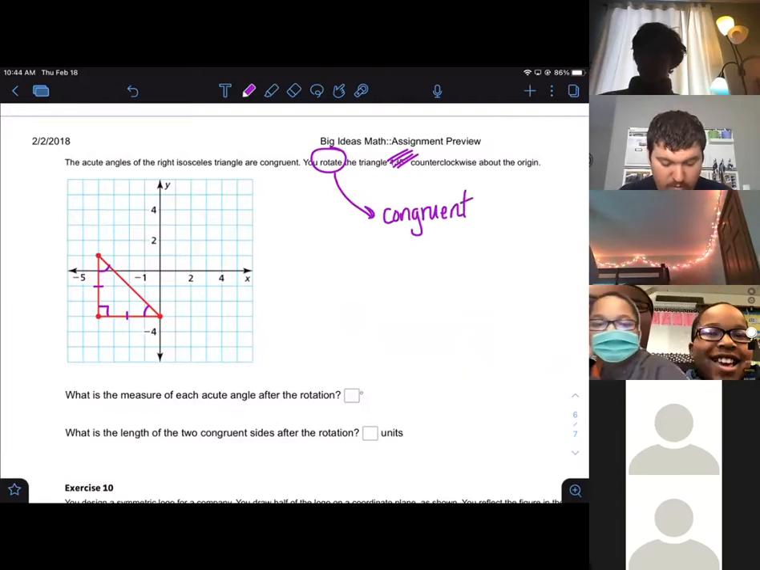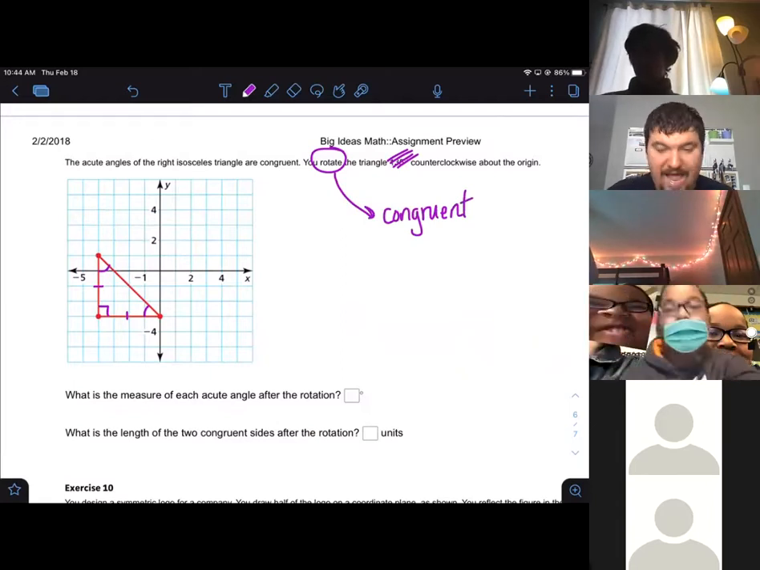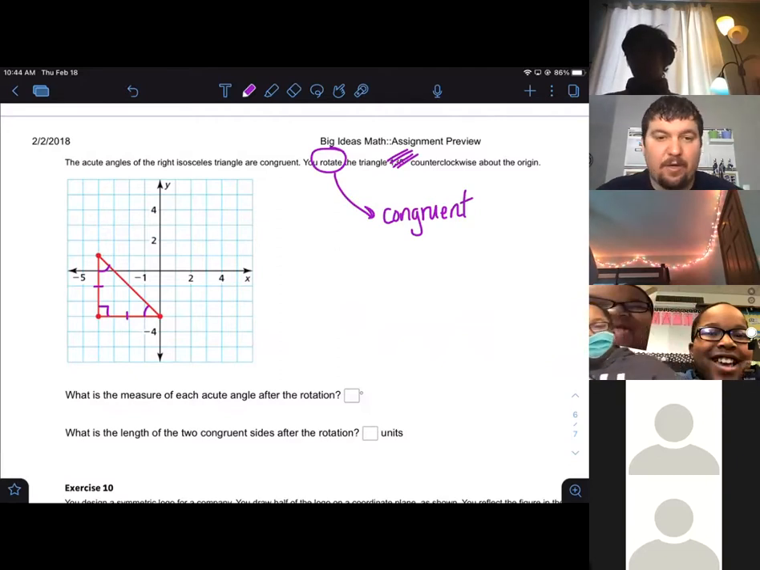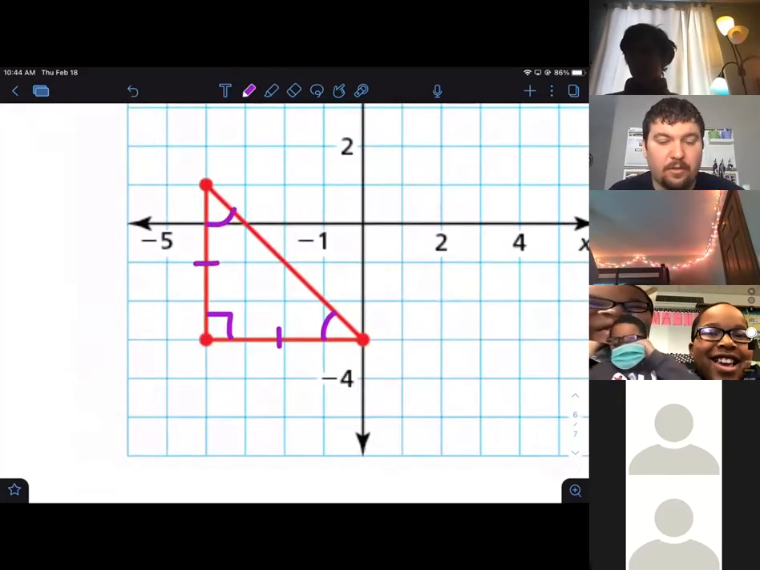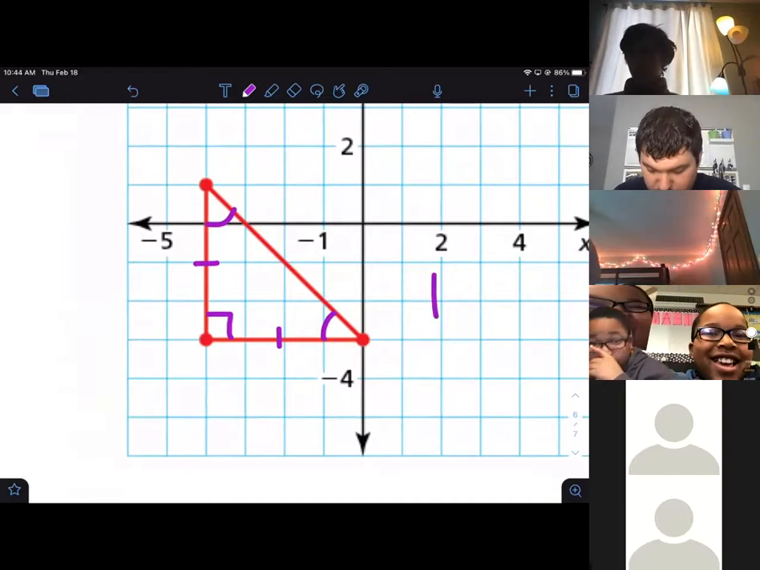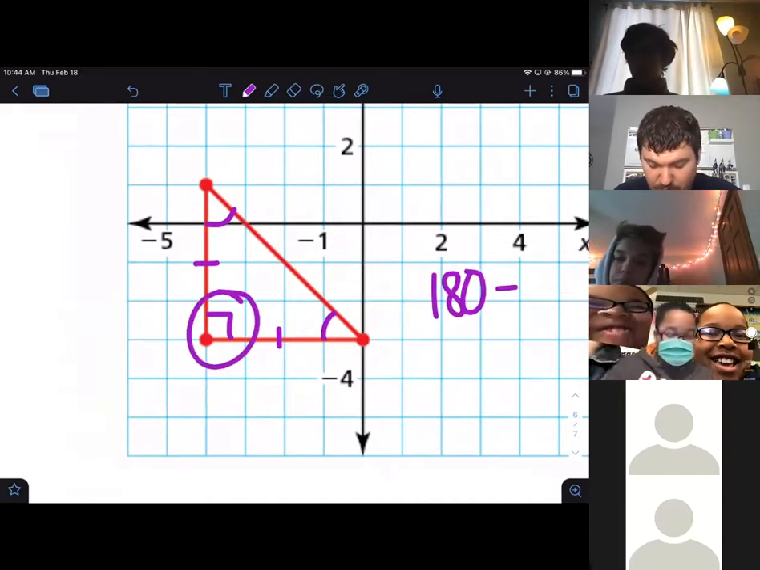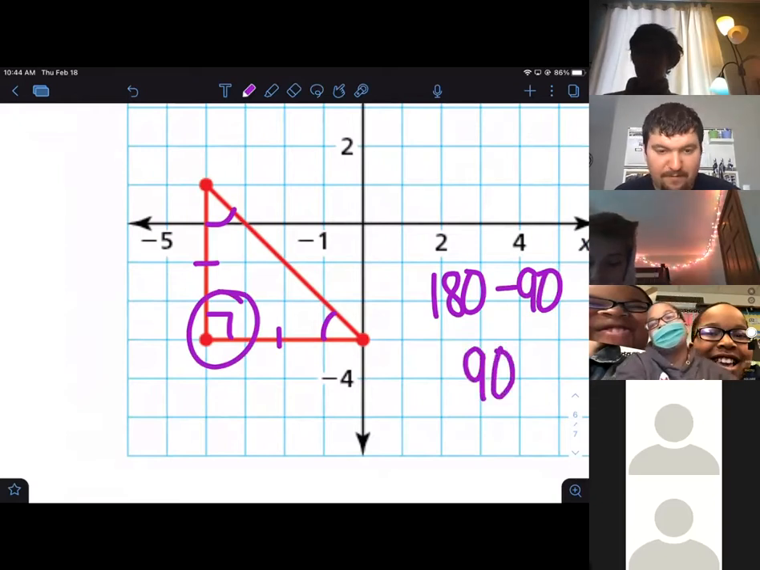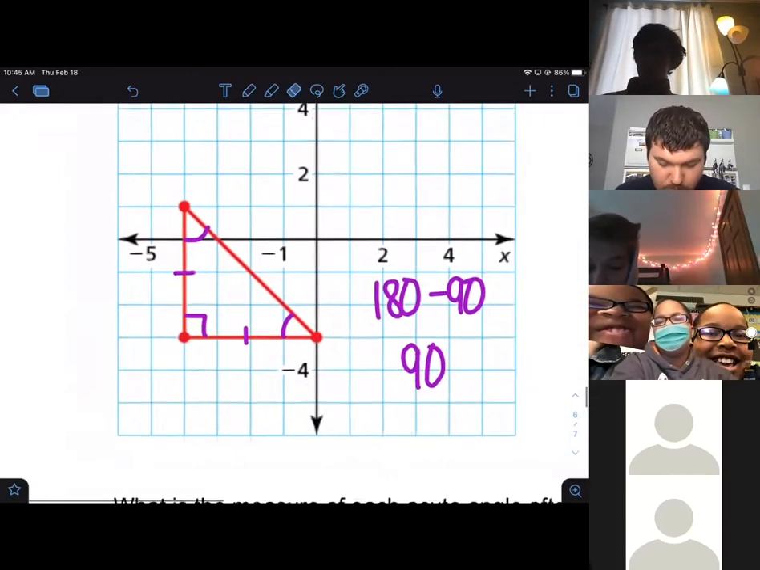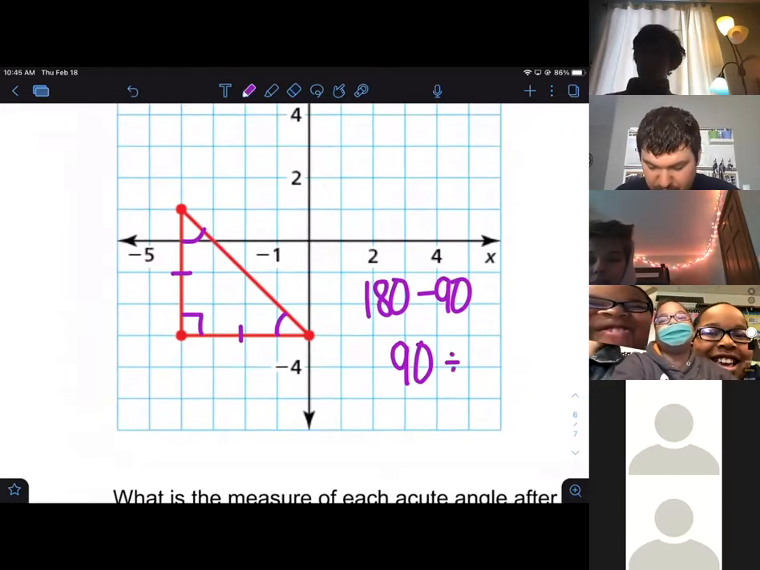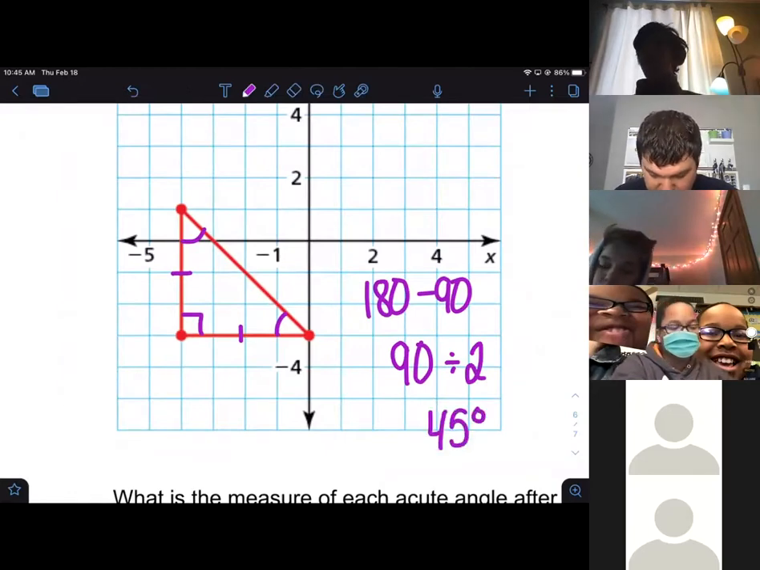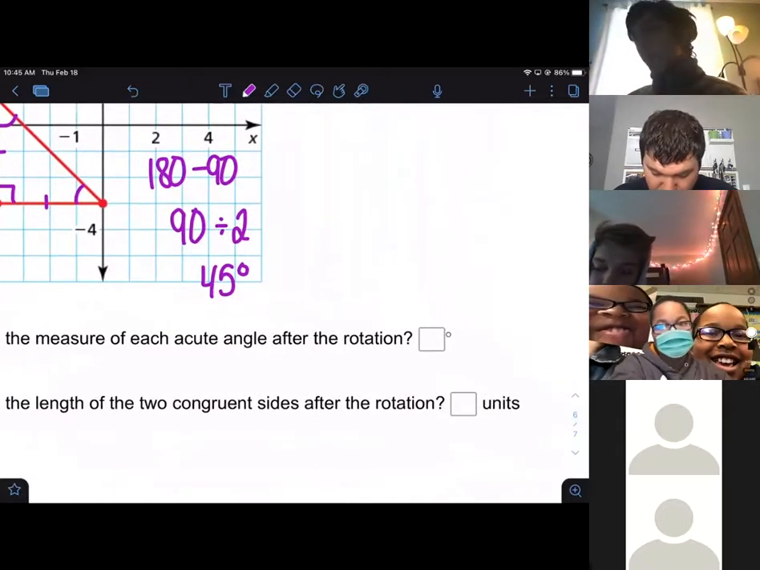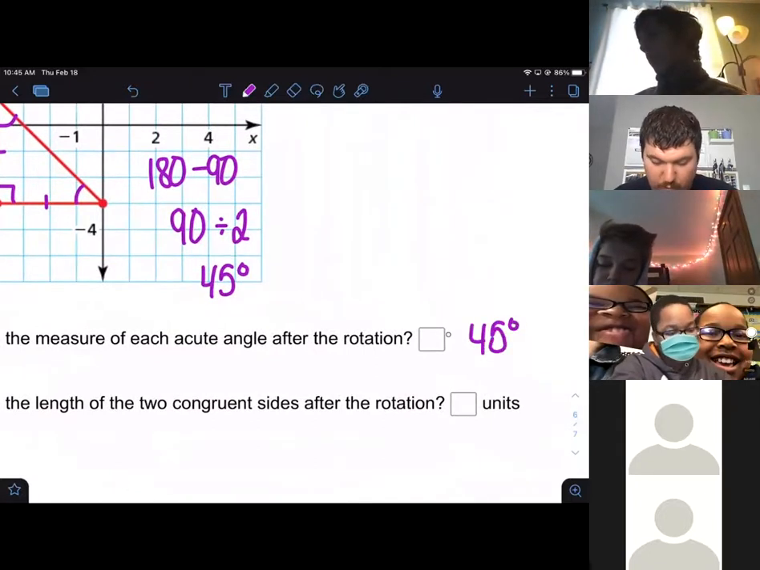So when it says, what are the angle measures of each acute angle after the rotation? It's going to be the exact same angle measures that they were before the rotation. So how many degrees are there in a triangle? 180. Okay. Take out the 90 degrees for the right angle. What's that going to leave me with? 90. Okay. And then how do I figure out what each of the acute angles are? 45. Divide by 2. There you go. Yeah, divide by 2, because you got to split it two ways. Okay, so you get 45 degrees. That is going to be the answer to the first question, 45. And don't forget your degree symbol. We always put the degree symbol when we're talking about an angle measure.